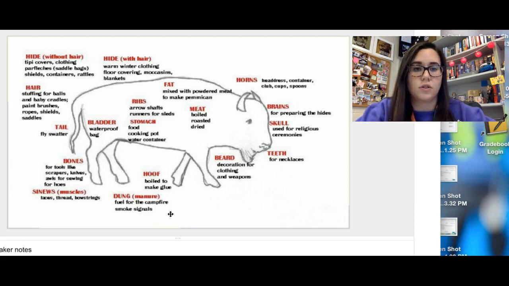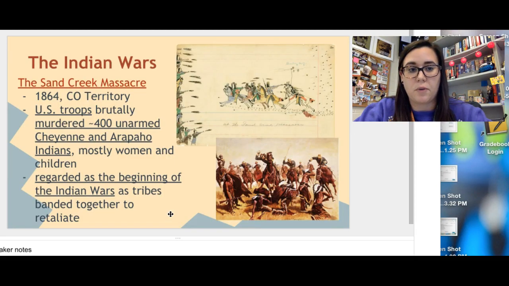The buffalo was also spiritual to the Native American. It was seen as a sacred being that provided them with their livelihood. So the end of the buffalo was not only the end of their physical survival, it was also a huge blow to morale for the Native Americans who depended on the buffalo.